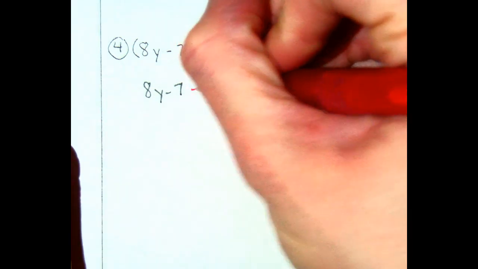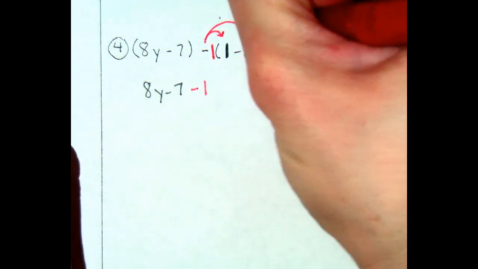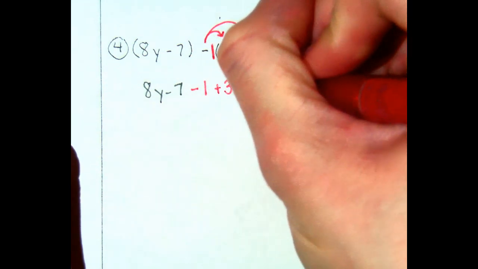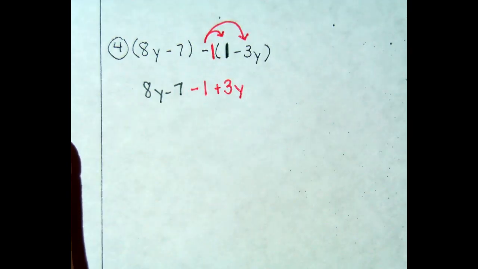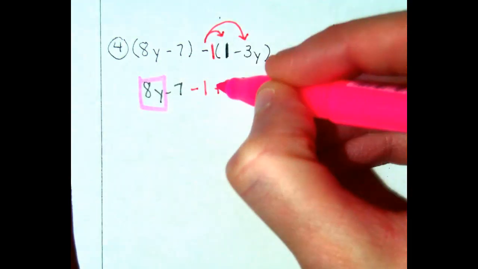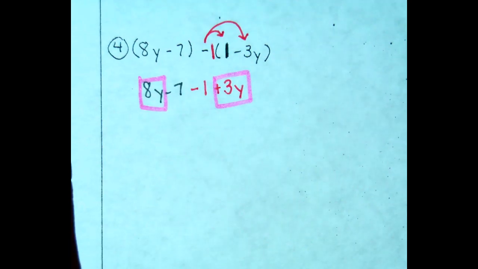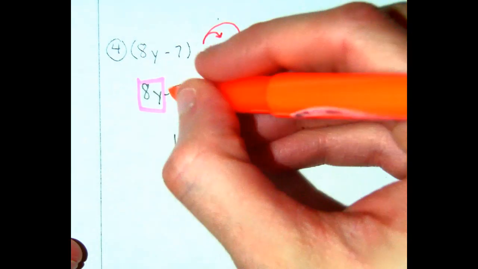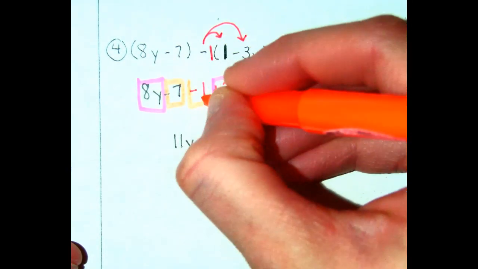Alright, what is negative 1 times 1? What is negative 1 times 3y? Okay, positive 3y. Are there any like terms? 8y, 3y is 11y. Okay, negative 7, negative 1, you said that is negative 8.